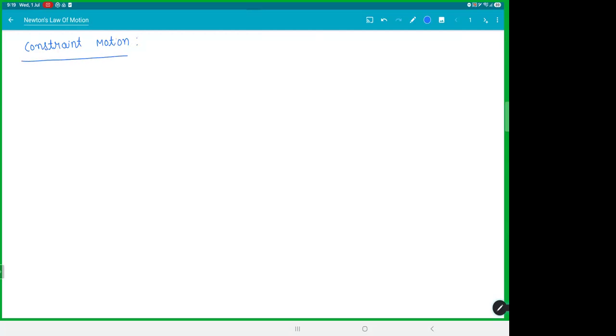So what is a constraint motion? The motion of a body depends on motion of other bodies. Meaning, if someone else decides to go with a certain velocity, right? You don't have an option. Basically, you're dependent. The motion is said to be constrained.